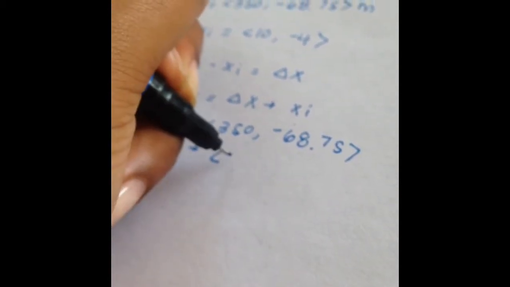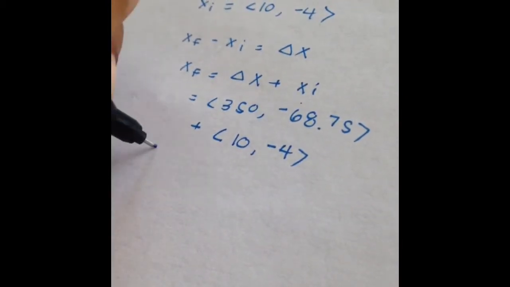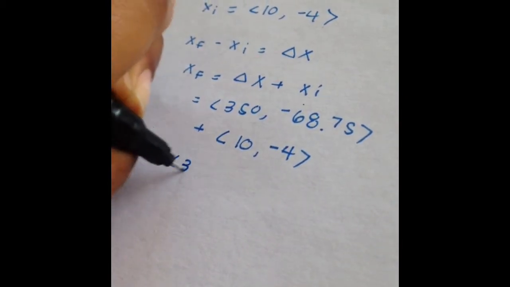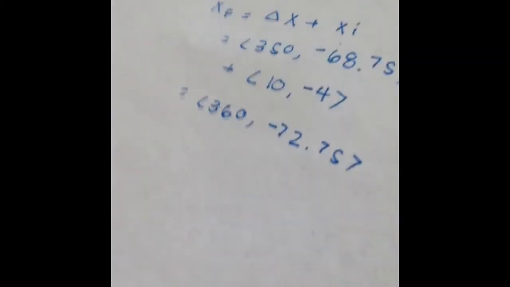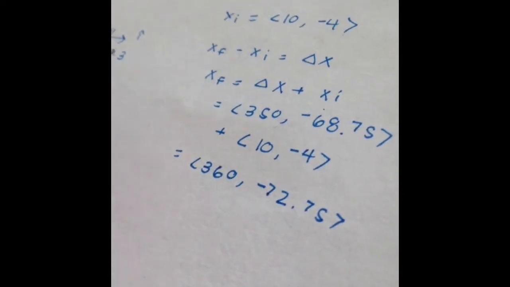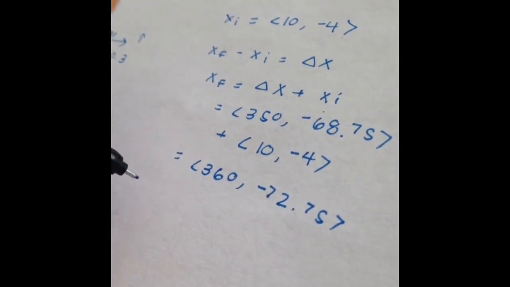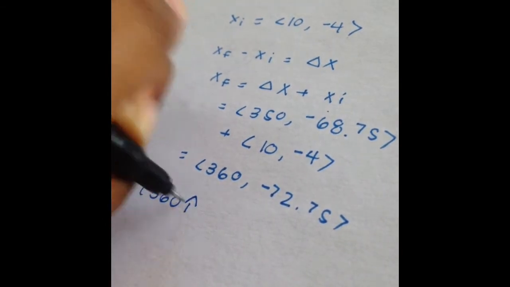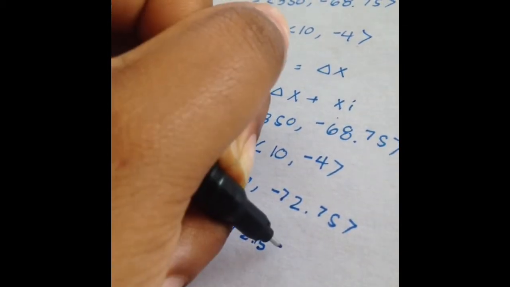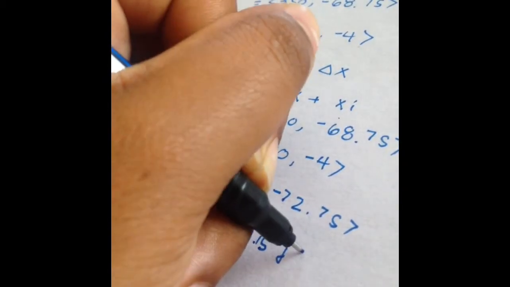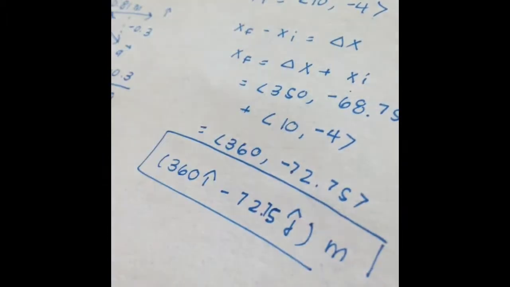your initial position, which is going to be 10 negative 4, and when you add that all together, you're going to get a final position of 360 comma negative 72.75. So putting that into your answer, you're going to get a final position vector of 360 i hat minus 72.5 or 72.75 j hat, or some version of that, rounded depending on where you rounded and how much you rounded, meters. So this is part of your answer for part C.